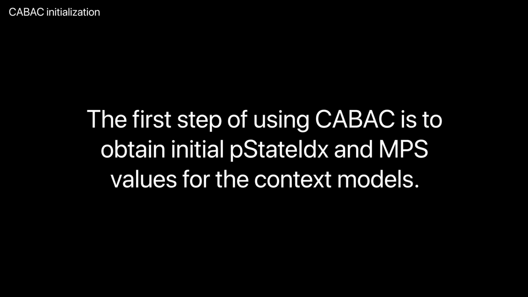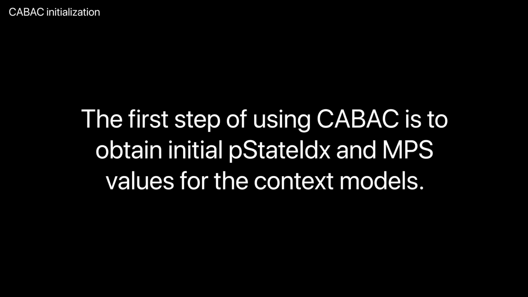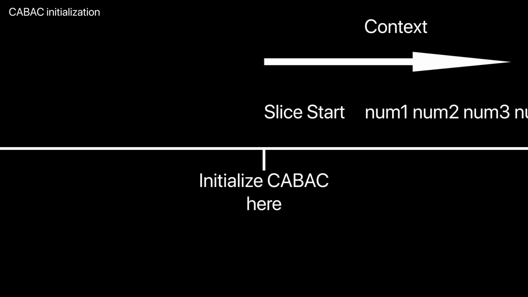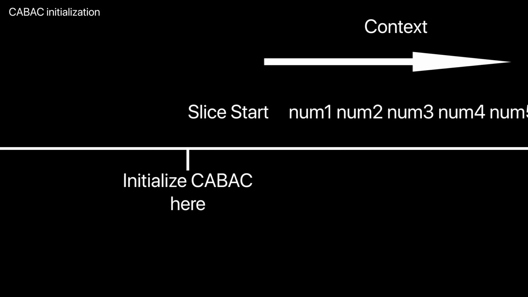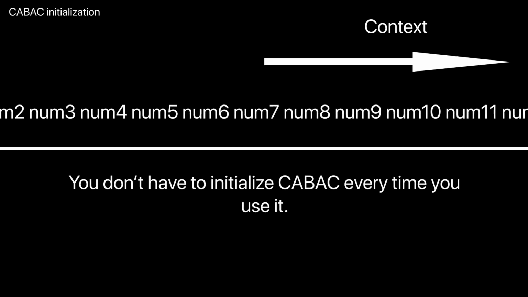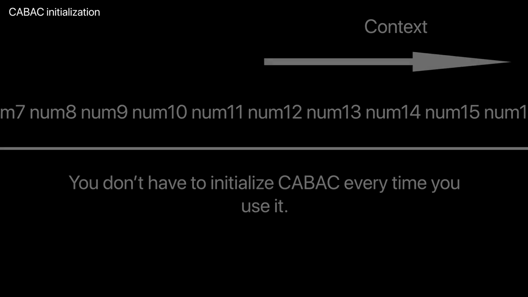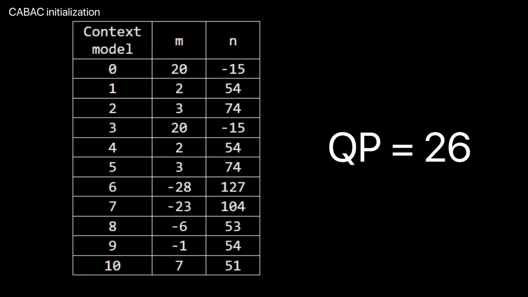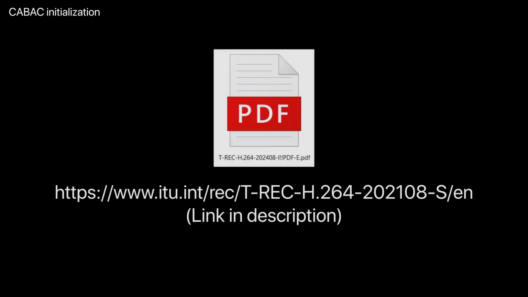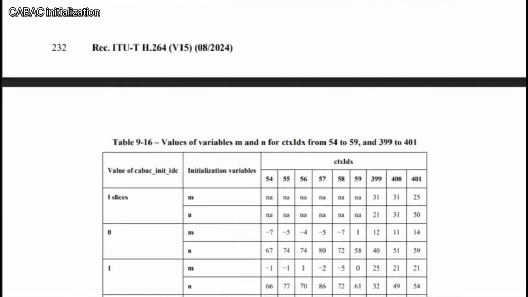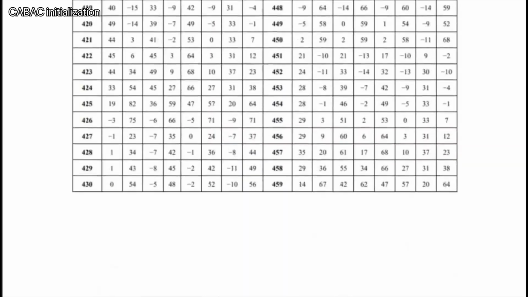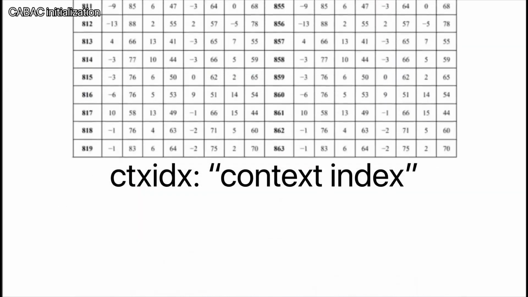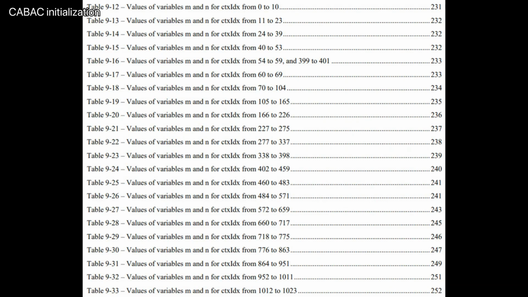The first step of using CABAC is to initialize the context models. To allow for context to build up, we only initialize once at the start of each slice, so in most instances you can skip this. To initialize, we will use two predefined variables, m and n, and our quantization parameter, 26 in our case, to determine pStateIDX and MPS. The H264 specs gives a table of m and n values for each context model, or ctxIdx, in tables 9-12 to 9-33.